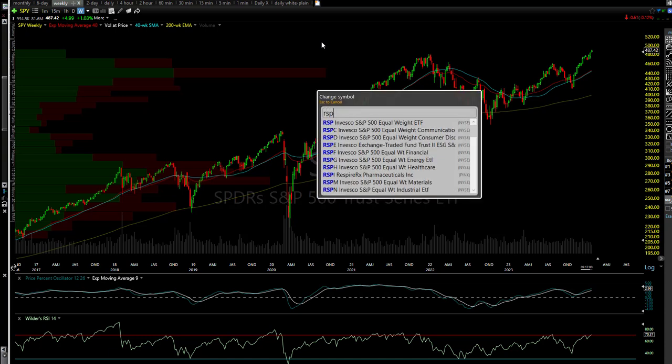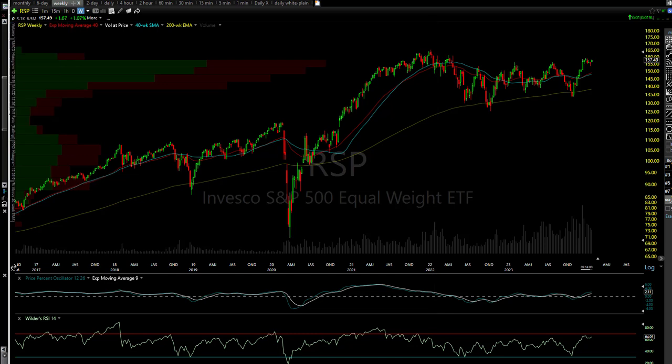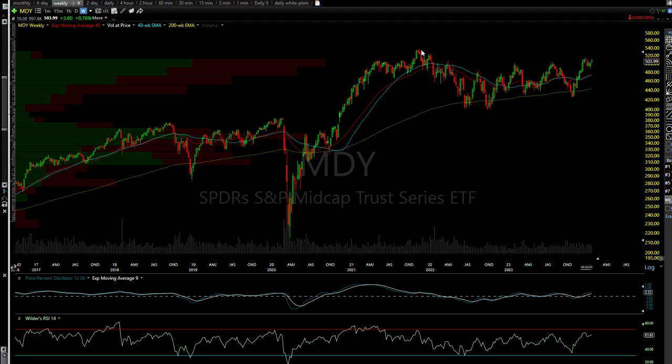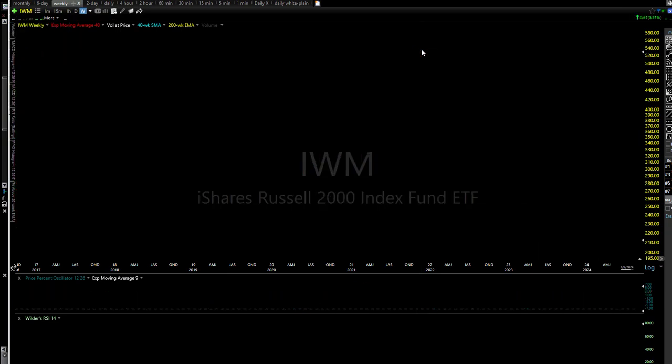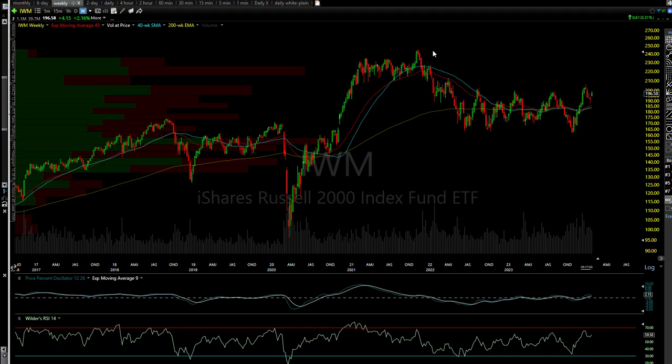RSP is the equal weighted S&P 500, still well off its highs from back then. So if you want to say what is the stock market doing, then you want to put an equal weighting. And then you also want to look at things like the mid caps, MDY, the S&P 400 mid cap ETF, still well off its highs right there. IWM are your small caps. I mean, not even close. They're still 20% below their previous bull market highs.